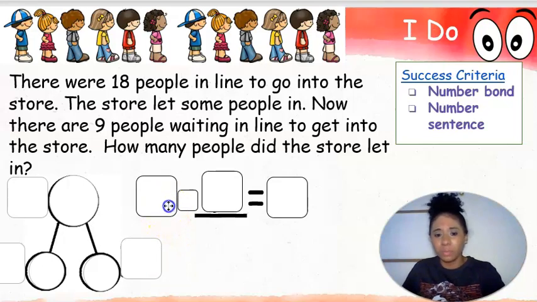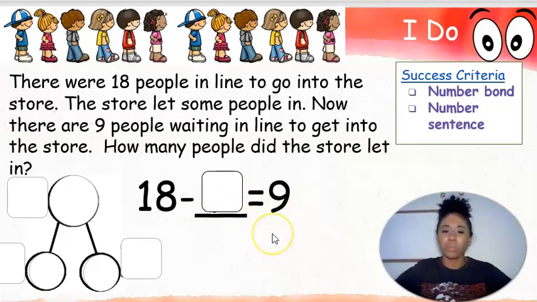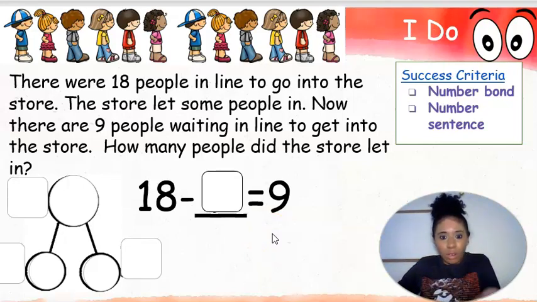So wait, let's see. There were 18 people in line. Some people went in the store. Do we know how many people got let in? No. And now there's 9 people in the store. I'm going to show you a strategy to help me figure out what my mystery number is and how many people got let into the store. I'm going to use that counting down strategy.